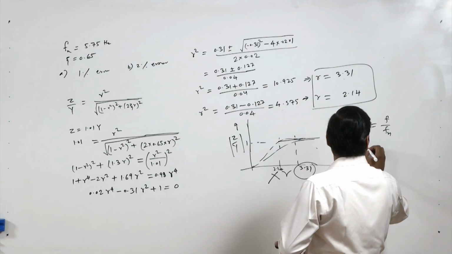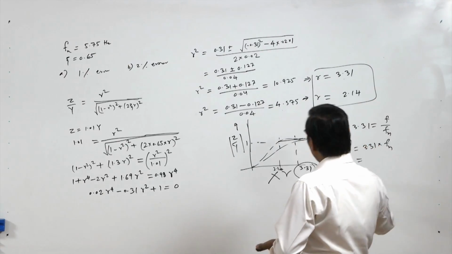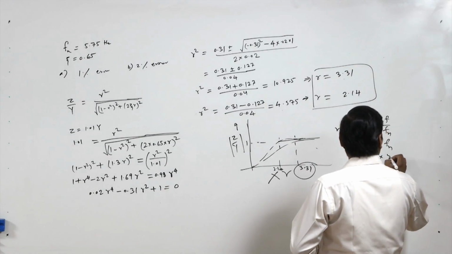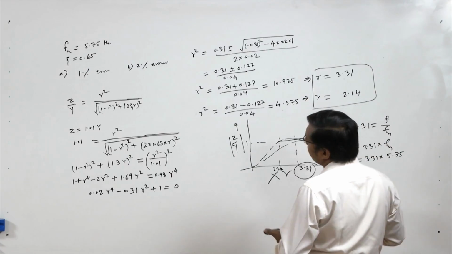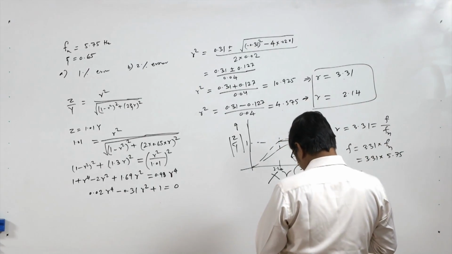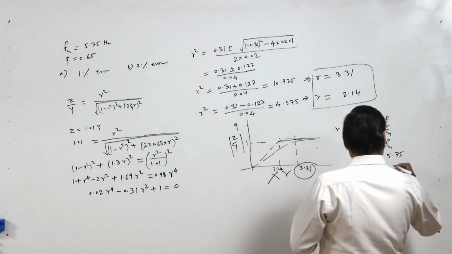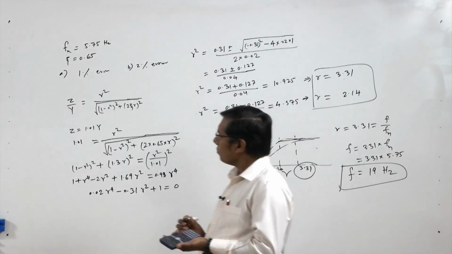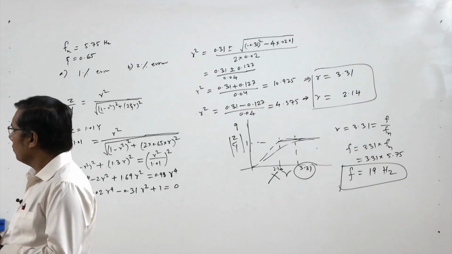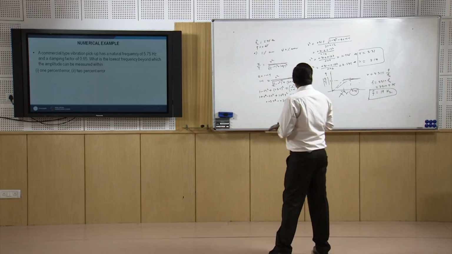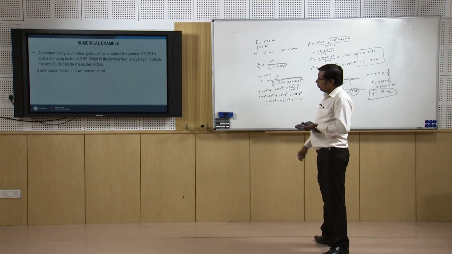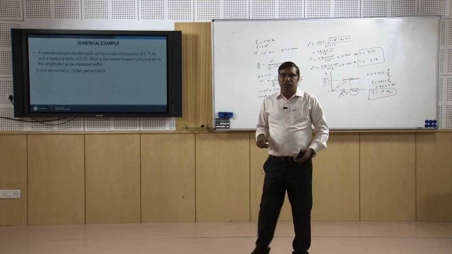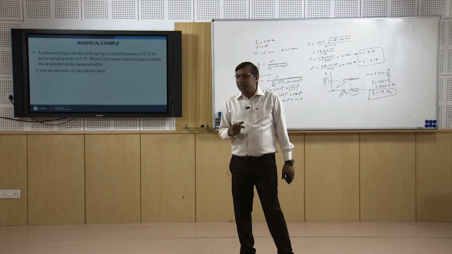So f equals 3.31 into natural frequency, and natural frequency is 5.75. So 3.31 into 5.75, so it is 19 hertz. Based on the given error condition, we have designed our instrument.